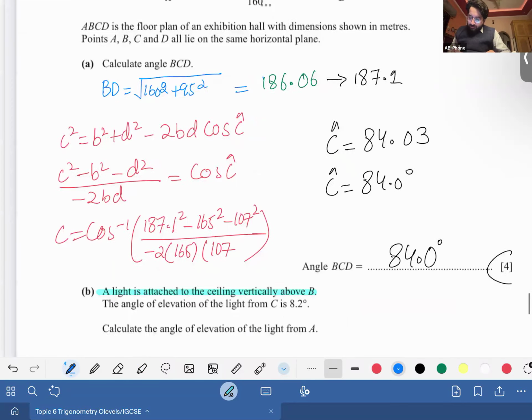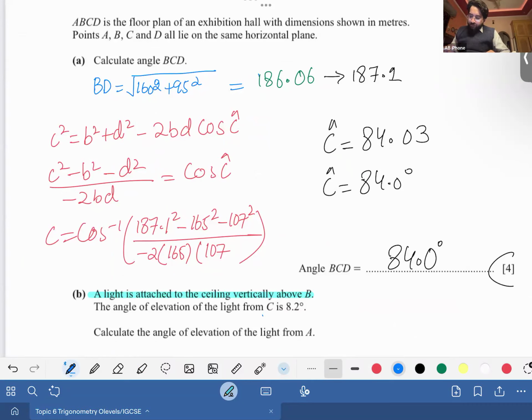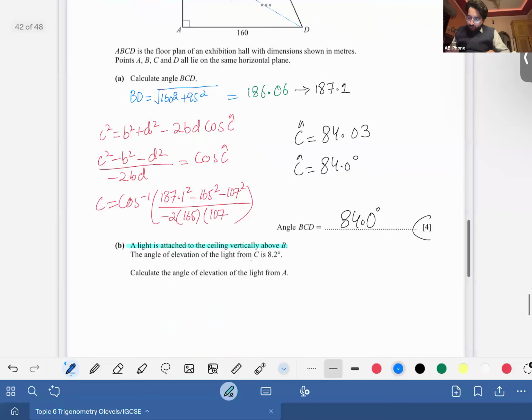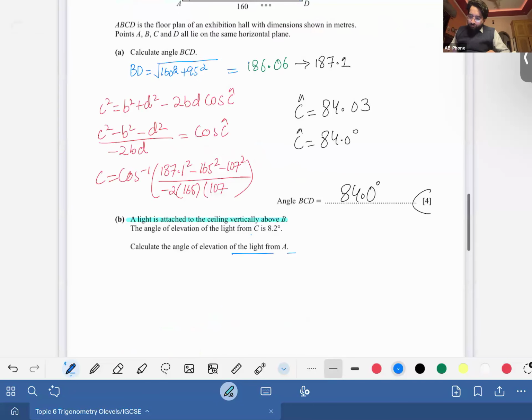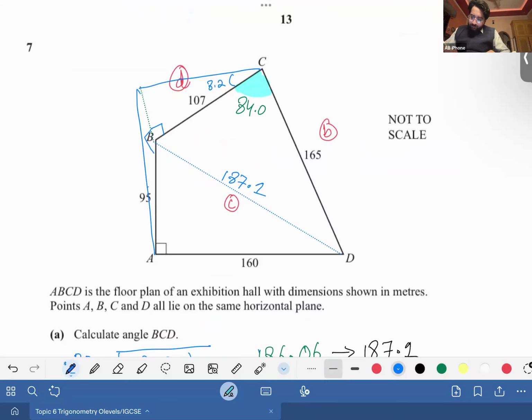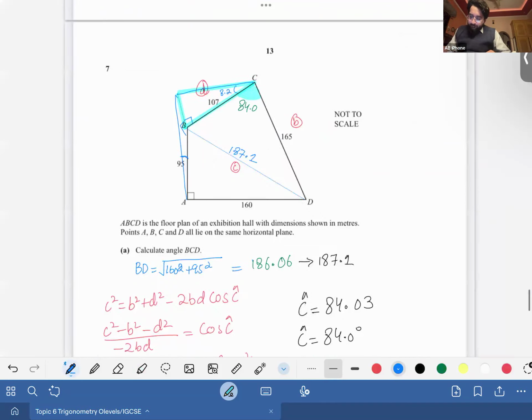So the angle of elevation of the light from C is 8.2. Okay, from C, the angle of elevation is 8.2. Agree? So calculate the angle of elevation of the light from A. So we are supposed to find out this angle from A. Okay? So first of all, Vadan, I know that this is a right angle triangle. This is light. This is 8.2 and this length. So this is a right angle triangle. Do you get the idea?